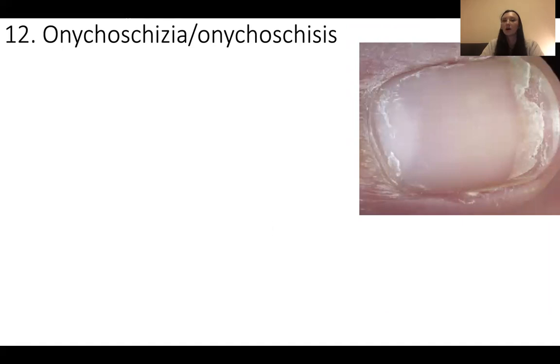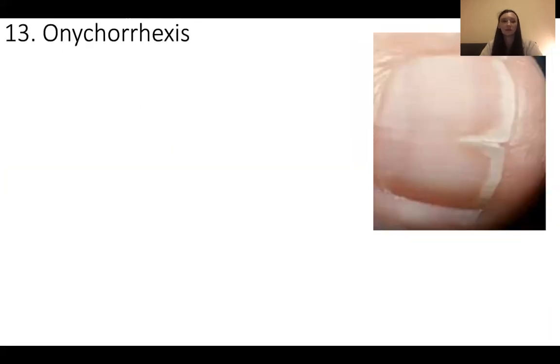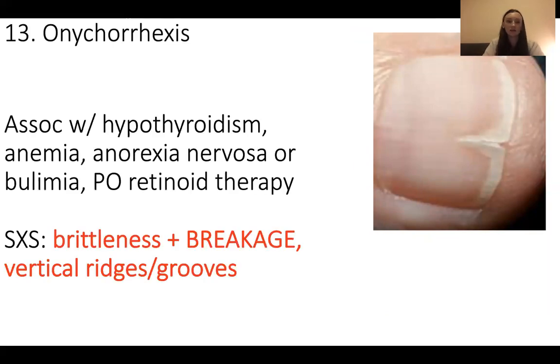Onychoschizia is going to be that peeling of the end, lamination in two or more layers, and scaling away in thin flakes. Onychorrhexis is going to be associated with brittleness, breakage of the nail, and these vertical ridges. It's associated with hyperthyroidism and anemia, as well as other diseases.